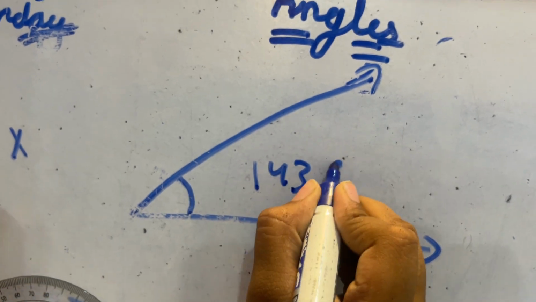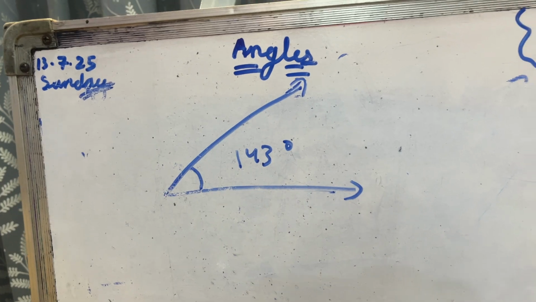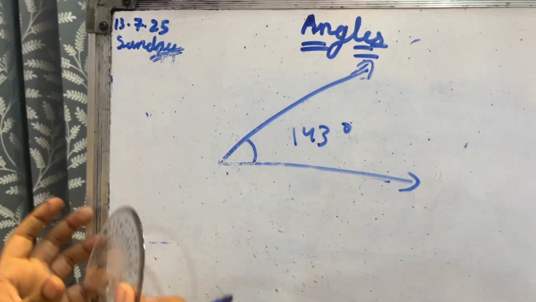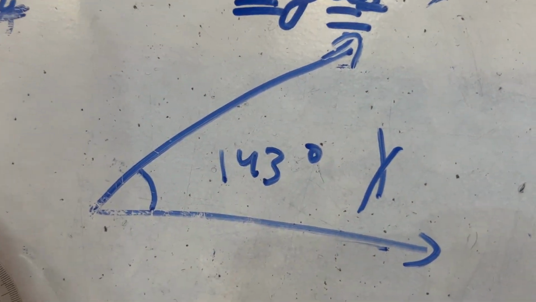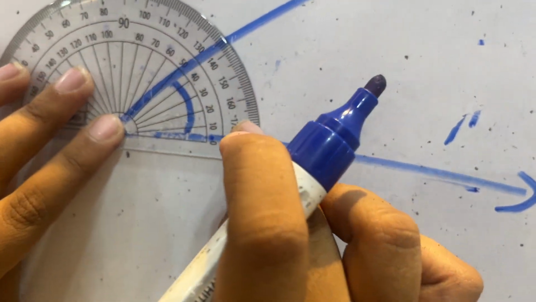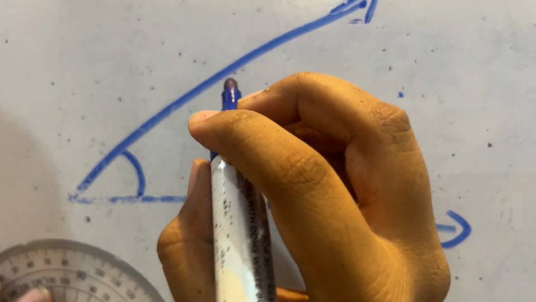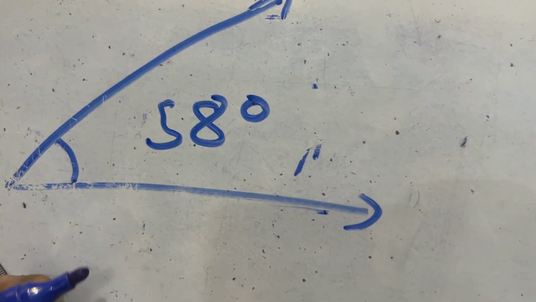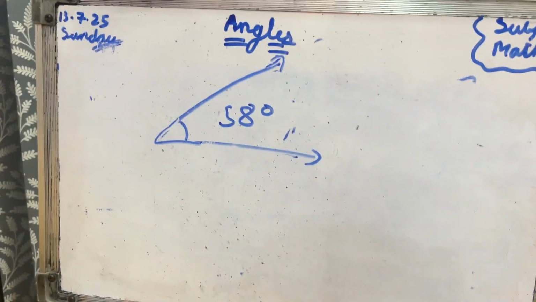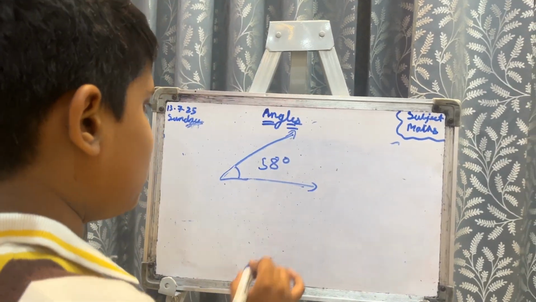143 degrees. It's coming 143. I have measured in front of you. It's 143 degrees, but it's the wrong angle. It's not 140 degrees, it's 143 from here. If we measure from here, it's coming 58 degree angle. Okay, so in a 58 degree angle, and I forgot to tell you that we write angle like this.